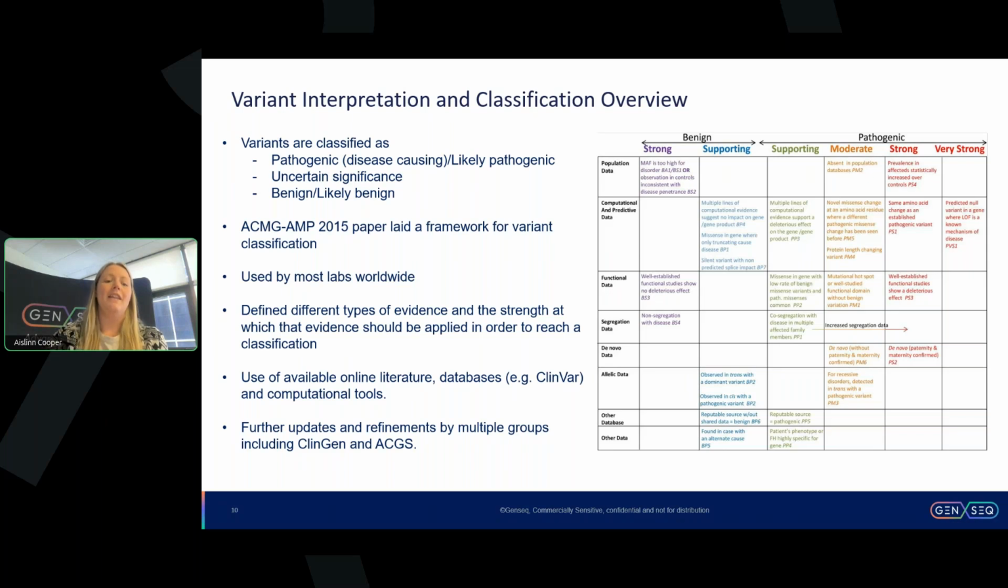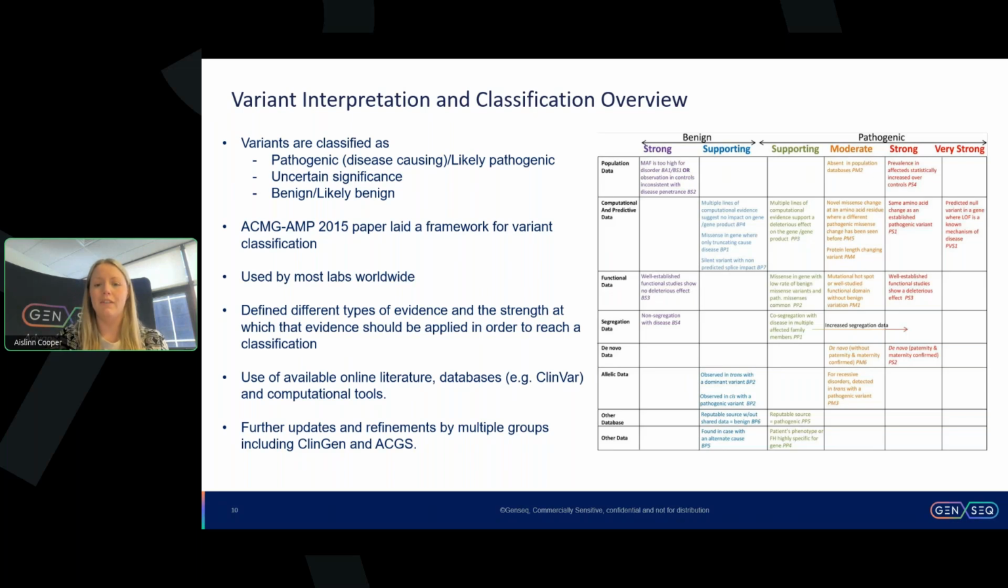And basically, they've defined different types of evidence, and they've also given us a strength at which these different categories of evidence can be applied. So you've got things like population data. Is the variant present at a high level in the control or normal population, or has it been seen in quite a few affected individuals? You've then got computational and predictive data. So is this variant predicted to have a damaging effect on the protein that the gene produces? Does it truncate it, or does the change of amino acid completely disrupt the function? Adding weight to that is functional data that proves that the function is either disrupted or not.